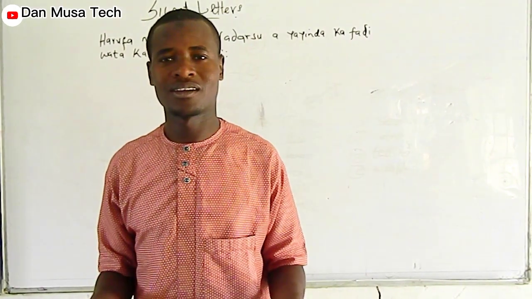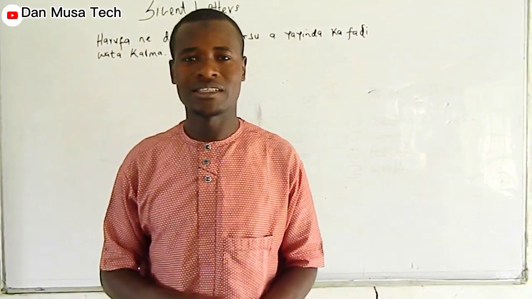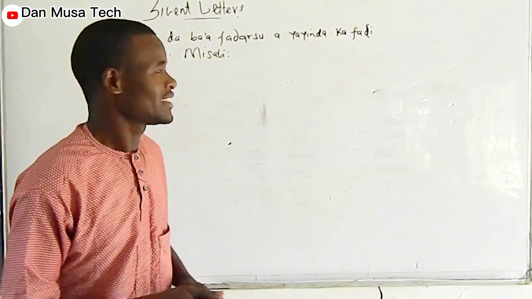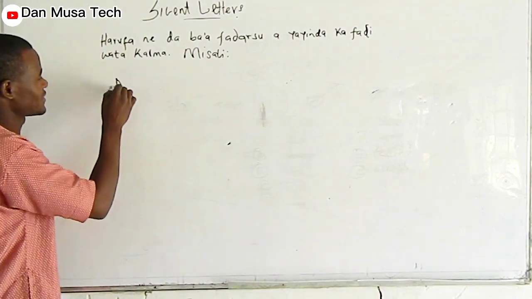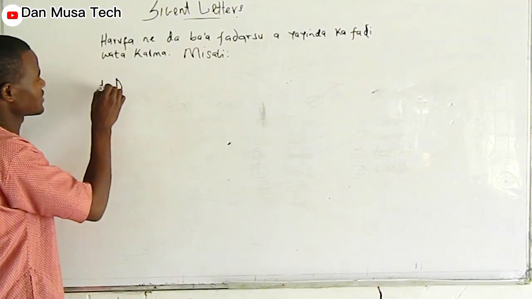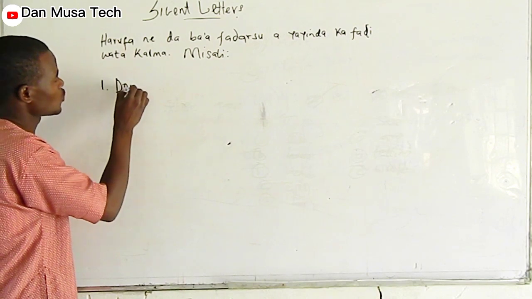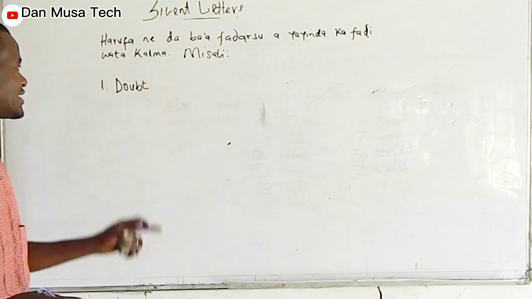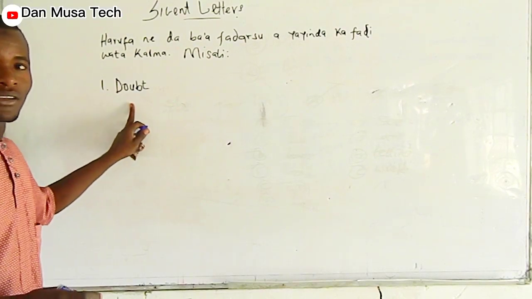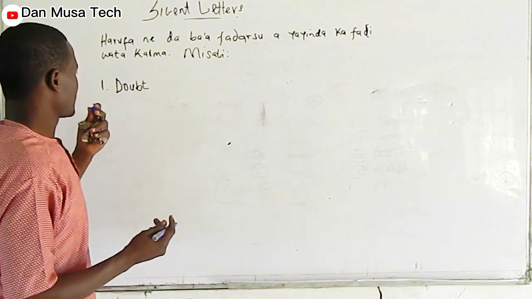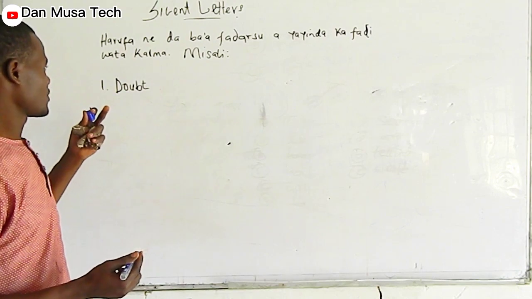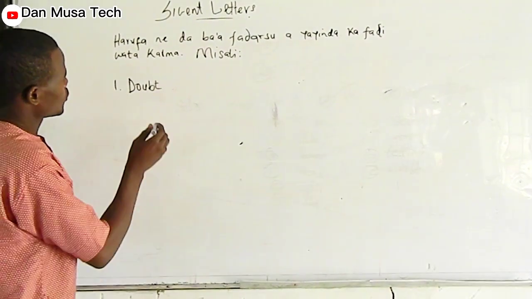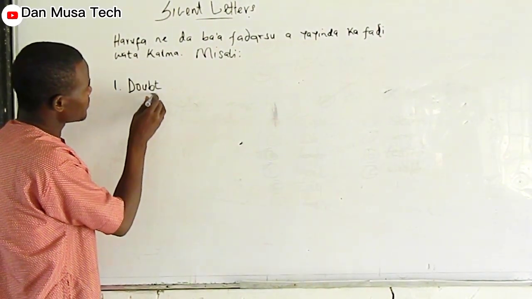Misali, akwai doubt. We have the word doubt. Doubt is being spelled as D-O-U-B-T. Let's say number one, doubt. Our listeners would like to know which one is silent. So, the B in it is silent.